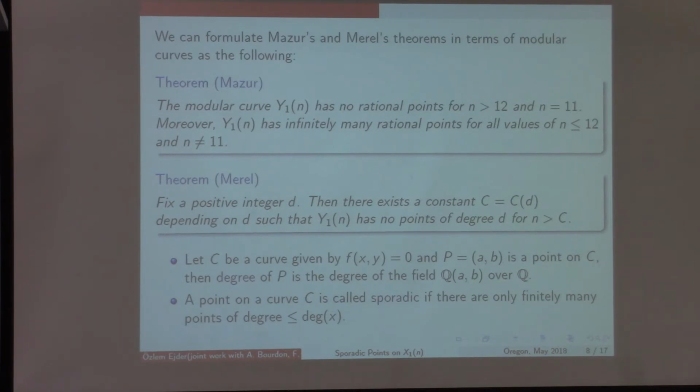All right, so a point on an arbitrary curve C is called sporadic if there are only finitely many points of degree less than or equal to the degree of this point. I'll give you an example. In this talk, I'm not going to talk about sporadic points on an arbitrary curve, but on X1(n).